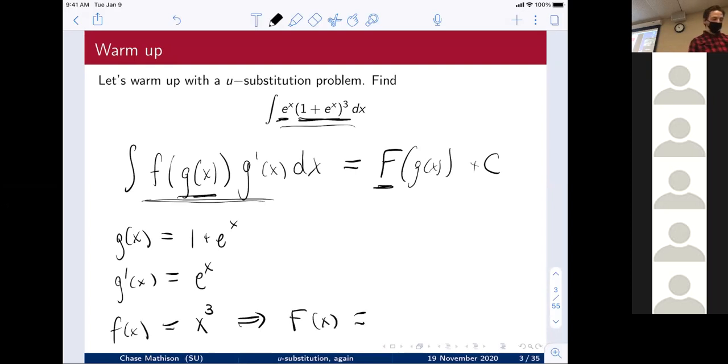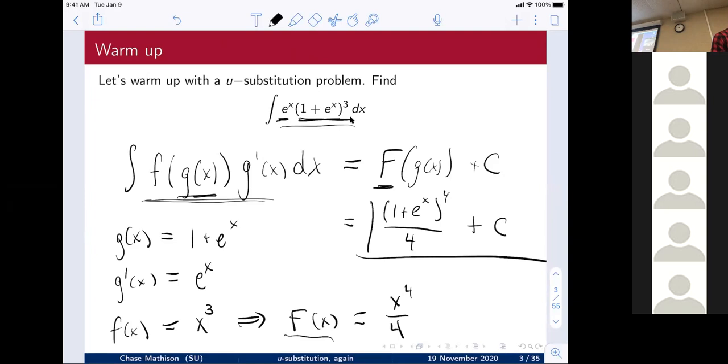x to the 4th over 4. Perfect, x to the 4th over 4. Very good. That's an antiderivative, and that's really all we need. We don't really need the general antiderivative. And so in the end, I want to take capital F and plug in g. When I do that, sorry about that, people here, all 20 of you. When I do that, I'm going to get big F of g of x, which is (1 plus e to the x) to the 4th divided by 4 plus c. Okay.